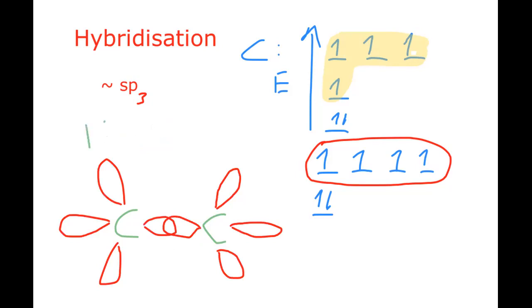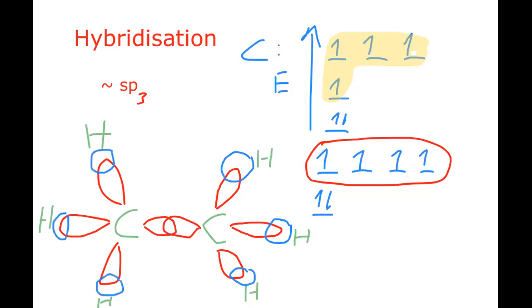Over here we have hydrogen, hydrogen, hydrogen. Hydrogen has only an s orbital, so that is spherical in shape. So for hydrogen, we'll draw the spherical orbitals. So this is the structure for C2H6, that is ethane.